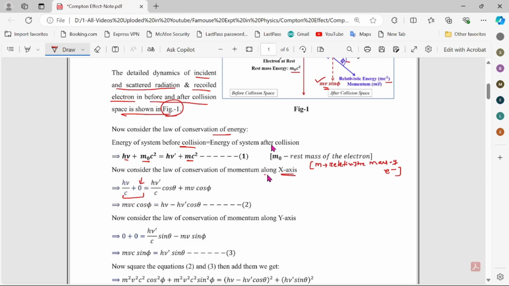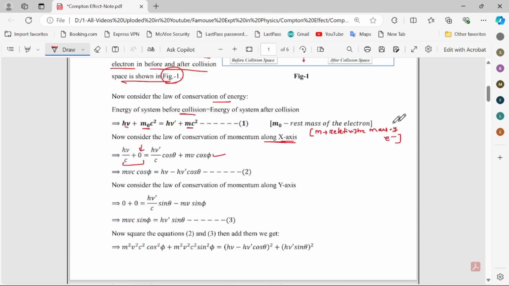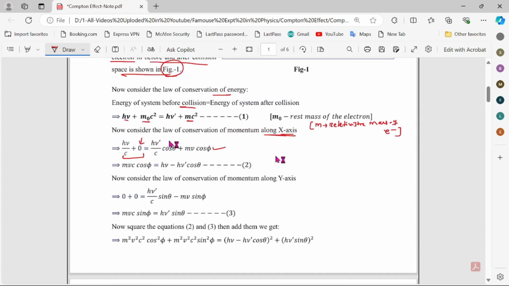After collision along x-axis, I am telling, the momentum of a photon will be h mu dash by c cos theta, and momentum of electron along x-axis we found, mv cos phi. Here I wrote h mu dash cos theta, that is momentum of scattered photon, and this is momentum of recoiled electron along x-axis.